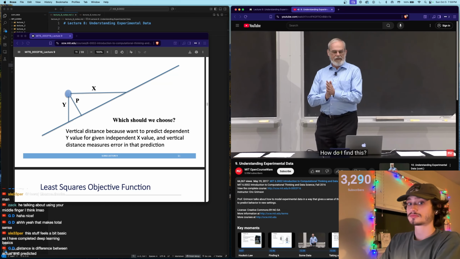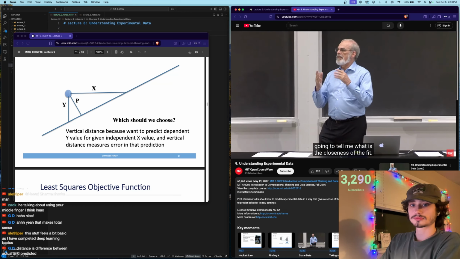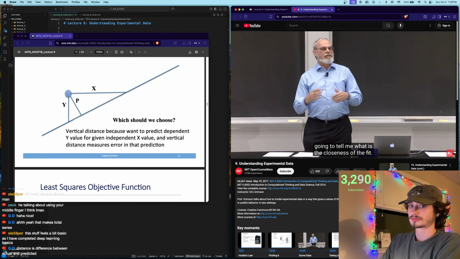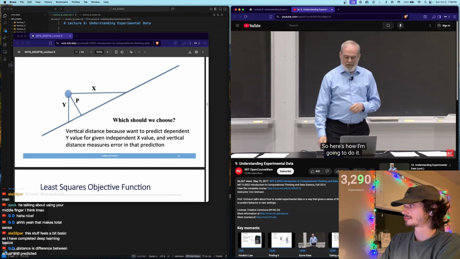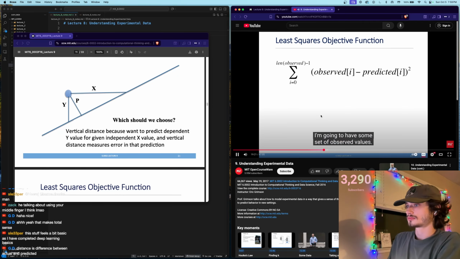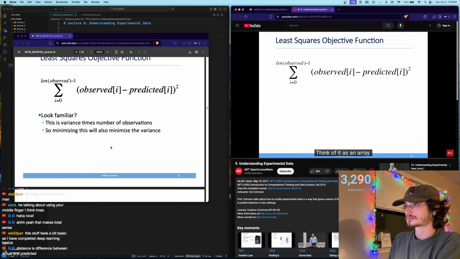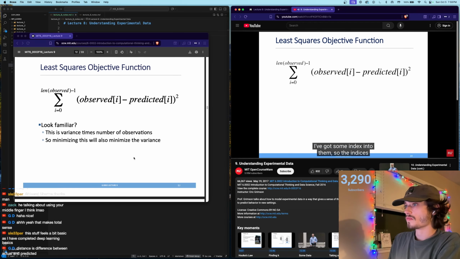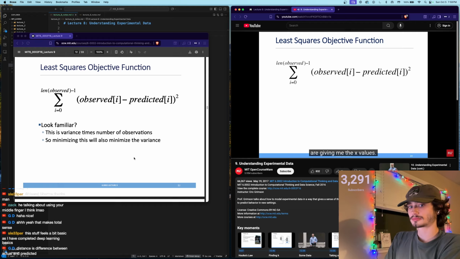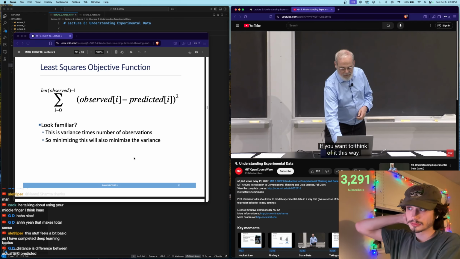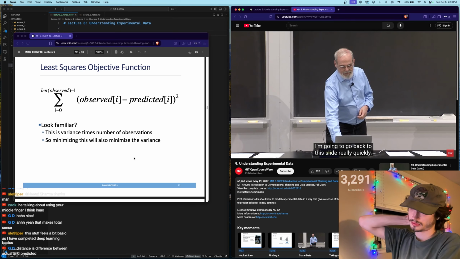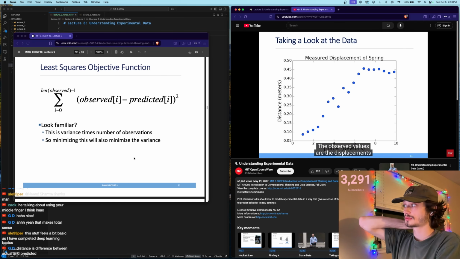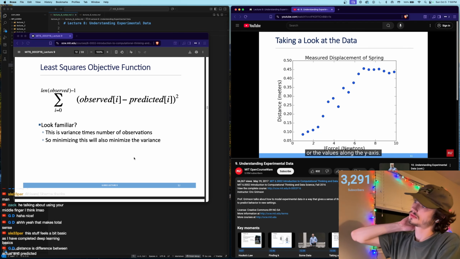How do I find this? I need an objective function that's going to tell me the closeness of the fit. So here's how I'm going to do it. I'm going to have some set of observed values. Think of it as an array. I've got some index into them, so the indices are giving me the x values, and the observed values are the things I've actually measured. If you want to think of it this way, I'm going to go back to this slide really quickly. The observed values are the displacements or the values along the y-axis.